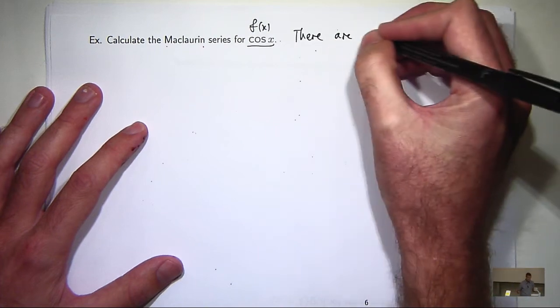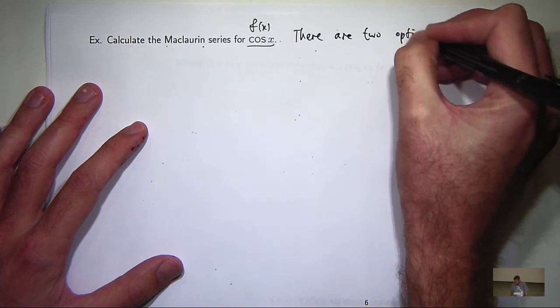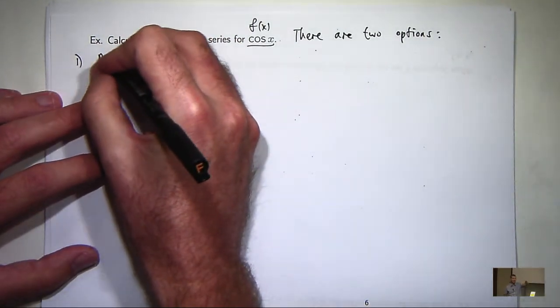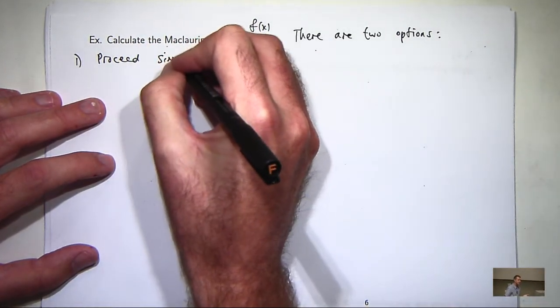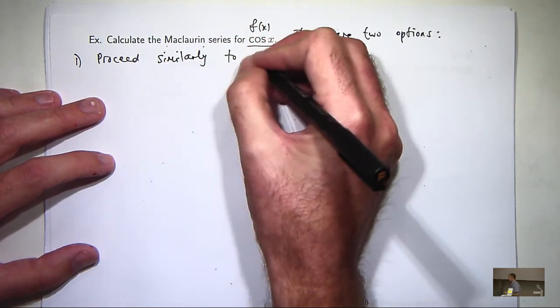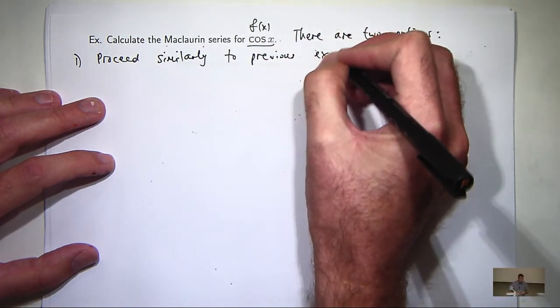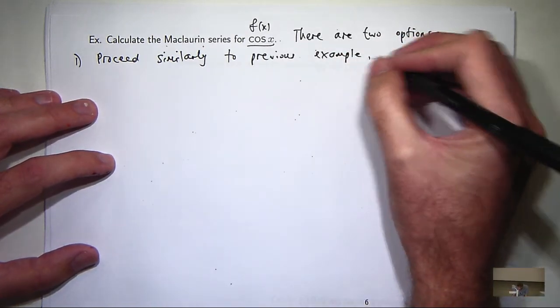So there are two options for these kind of problems. The first one is to proceed similarly to the previous example, and you'll obtain the following. Now I won't write down all the stuff here, but again it comes down to odd and even order derivatives and trying to look for a general pattern.